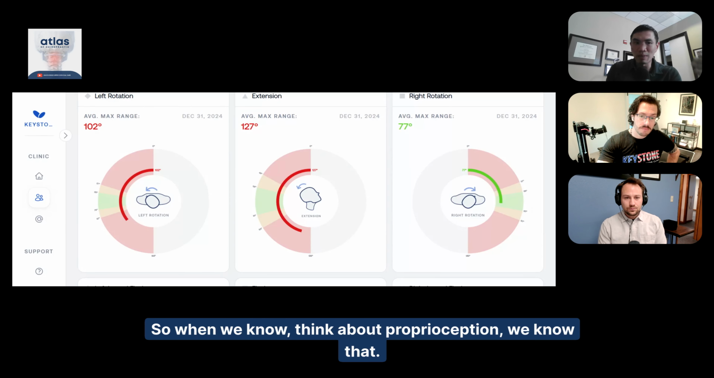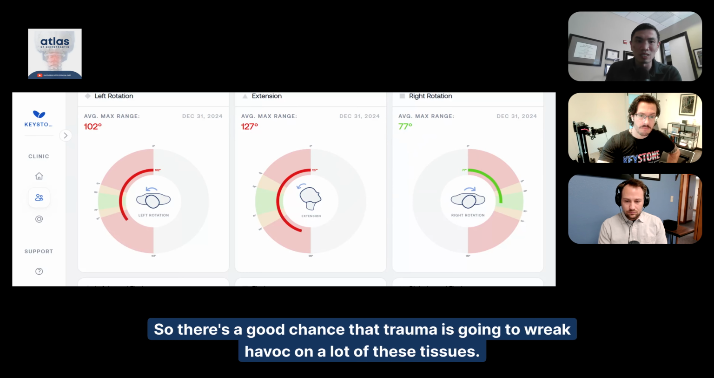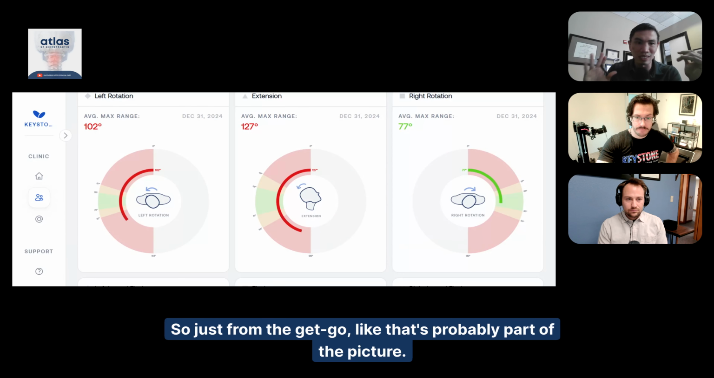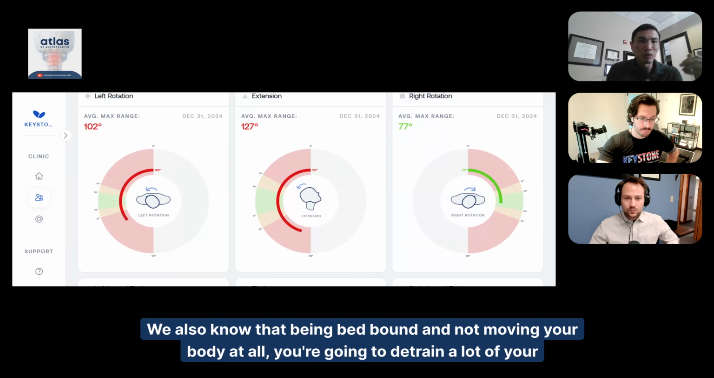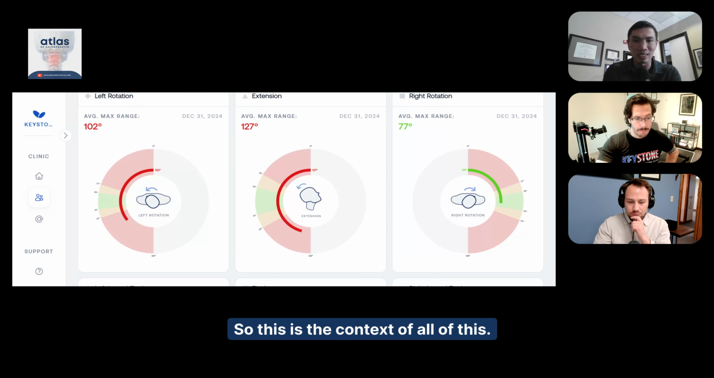So when we think about proprioception, we know that ligaments are going to transmit proprioception, muscle tissue is going to transmit proprioception. So there's a good chance that trauma is going to wreak havoc on a lot of these tissues. So just from the get-go, that's probably part of the picture. We also know that being bedbound and not moving your body at all, you're going to detrain a lot of your muscles, which will also give you a lot of this feedback. So this is the context of all of this.